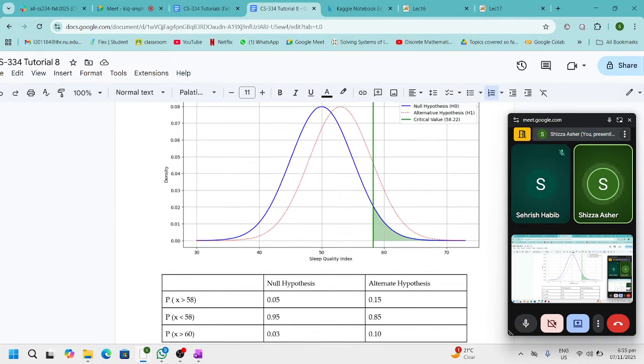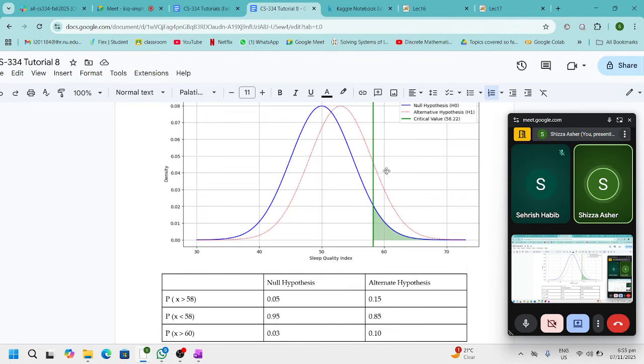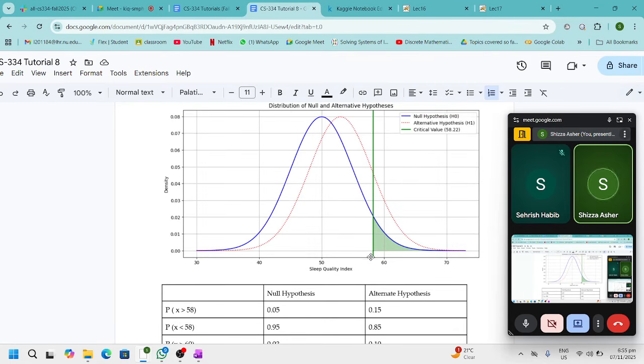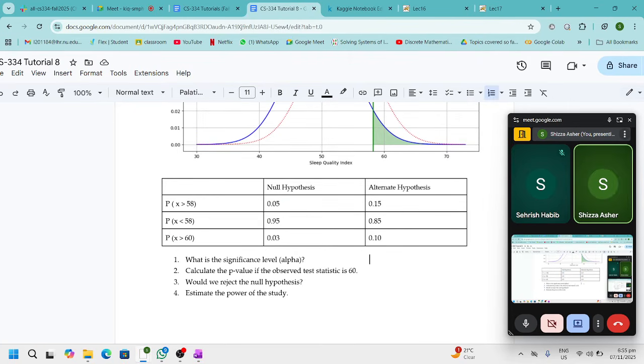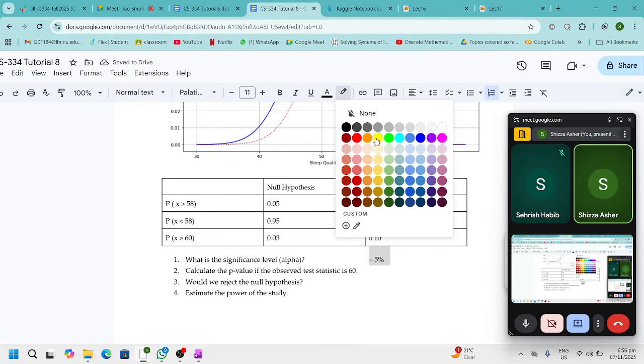Before that, let's quickly recall what significance level was. You check the critical value. The area on the right side of the critical value under your null distribution, that is your significance level. And my critical value is 0.58. The probability that my test statistic is greater than my critical value under the null hypothesis is 0.05. Essentially, this means that my alpha is equal to 5% or 0.05. Are there any questions?